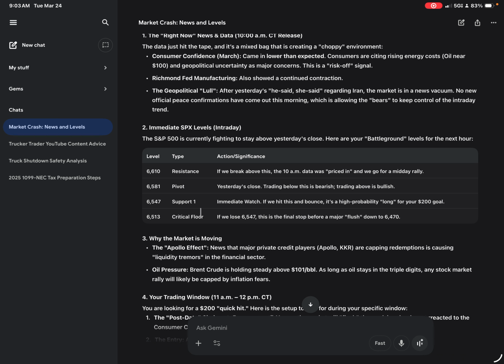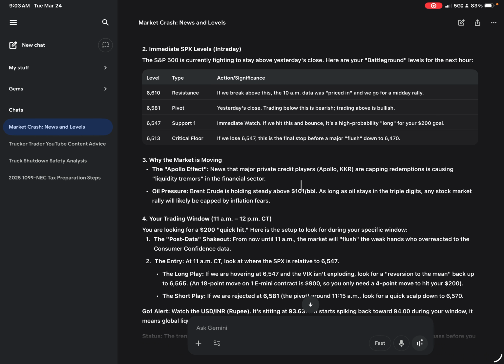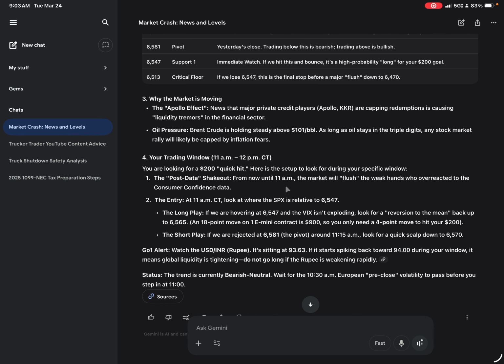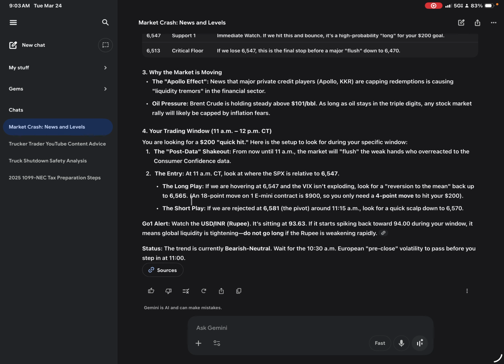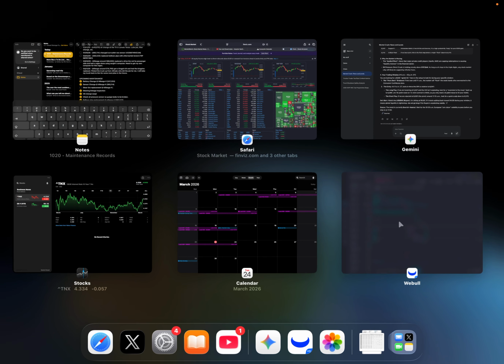All right. The Apollo effect. News that major private credit players are capping redemptions, causing oil pressure. Brent crude is holding steady. Quick hit, here's the setup to look for. Post-data shakeout. From now until 11 a.m., the market will flush the weak hands who overreacted to consumer data, setting up the entry of the long play. If we're hovering, the VIX is exploding. Okay, let's look at this.